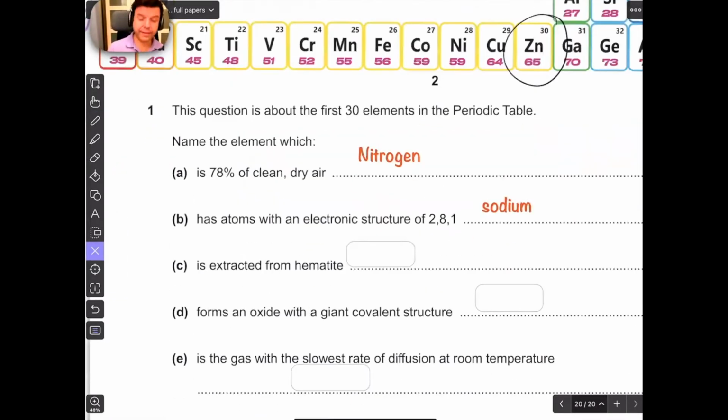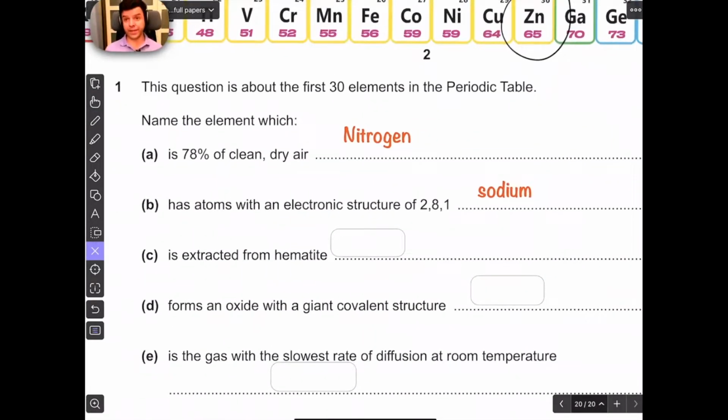Next is it's extracted from hematite, all right? What's that element we extract from the ore hematite? That must be what? That must be iron, right? They said bauxite, it would have been aluminum, it's hematite here.